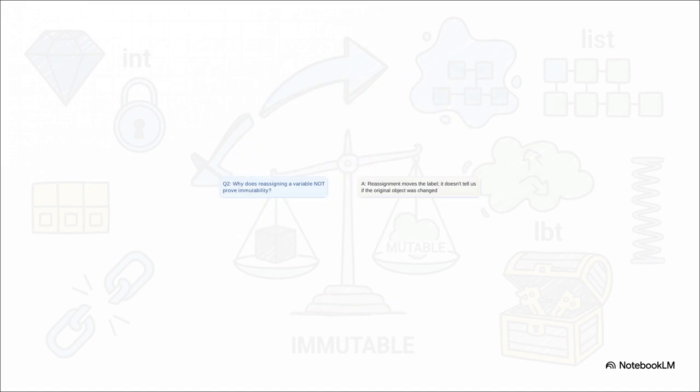Now, I want to pause for a second, because this specific flashcard from the sources highlights a massive trap. Why doesn't reassigning a variable prove immutability? Well, think of a variable in Python as just a sticky note with a name written on it. Reassignment is just peeling that sticky note off one object and slapping it onto another. It tells us absolutely zilch about whether the original object underneath actually changed.